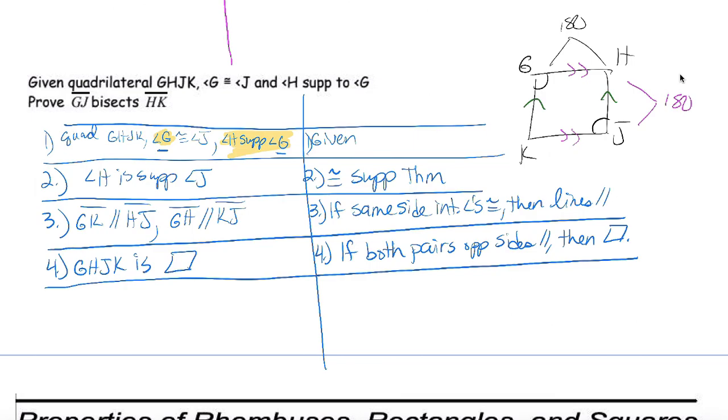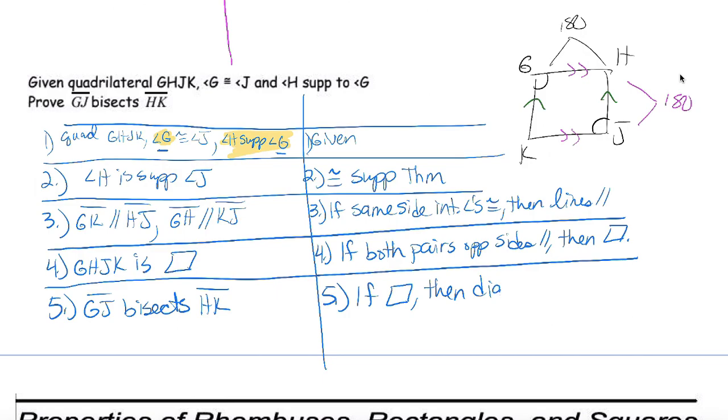Now that we have a parallelogram, we can say that GJ and HK bisect each other because they're the diagonals of the parallelogram. So GJ bisects HK. They actually bisect each other, but yeah, one bisects the other. And we're going to say if parallelogram, then diagonals bisect each other.